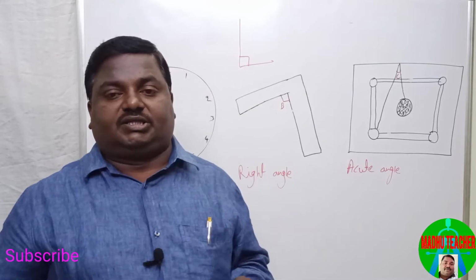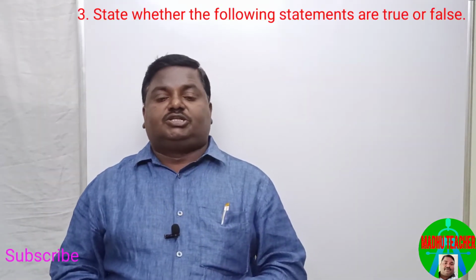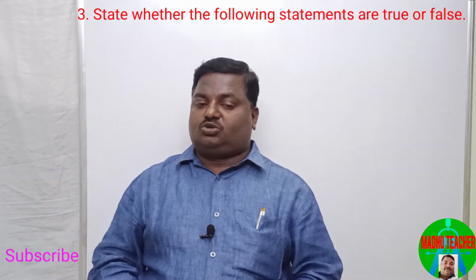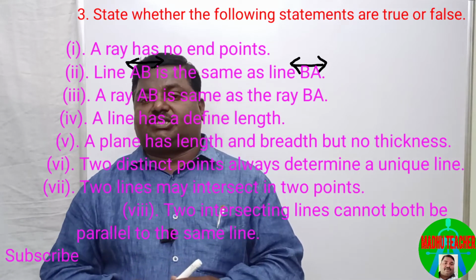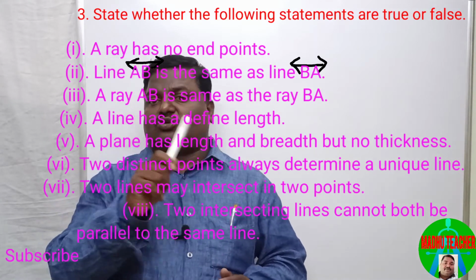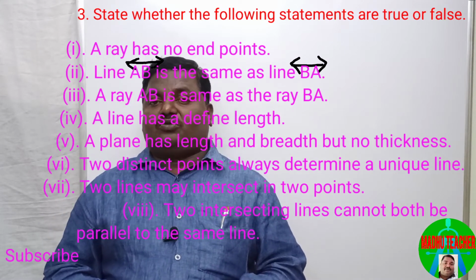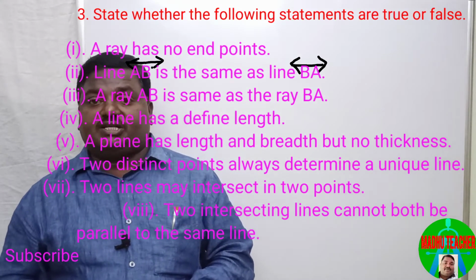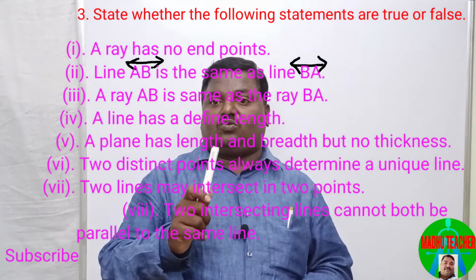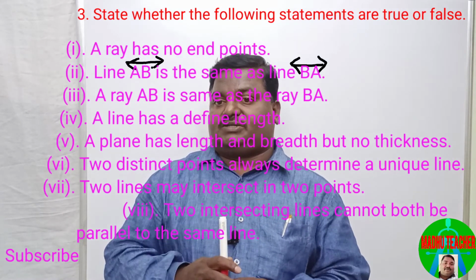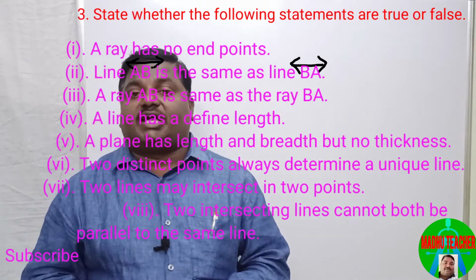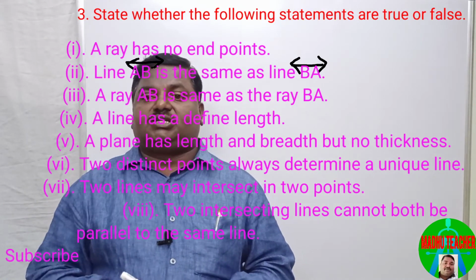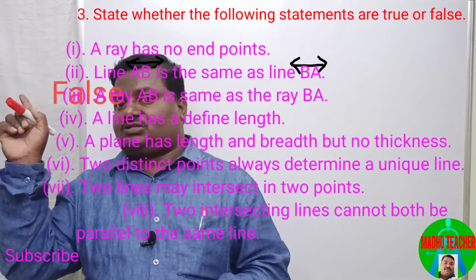Okay. So next, third one is: state whether the following statements are true or false. In that, the first one is, a ray has no endpoints. In the previous video we discussed the ray. What is a ray? A ray has only one endpoint, but in our question it is given as having no endpoints, so it is false.